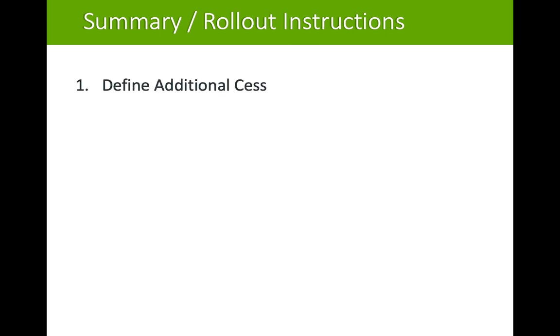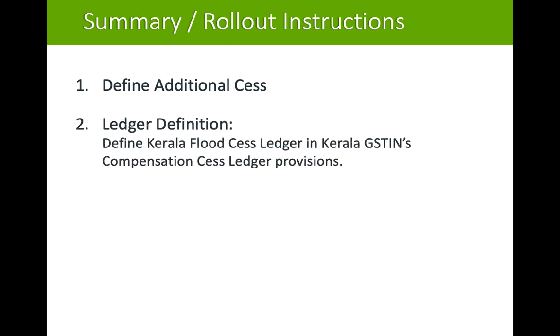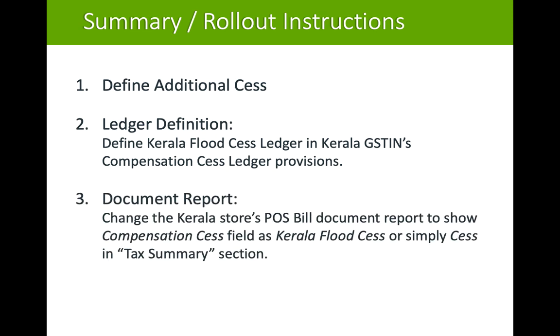Number 1 is to define the additional cess master. Number 2 is to define the ledger for the Kerala Flood Cess in GSTN master. We need to use the compensation cess output ledger provision for the same. Number 3 is to change the Kerala store's POS bill document report to show the cess field. You can term it as only cess or maybe Kerala Flood Cess as per your requirement. That's it, you are ready for billing.